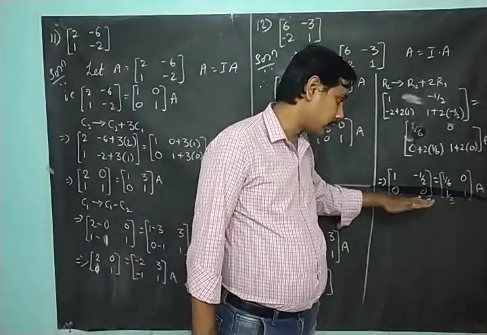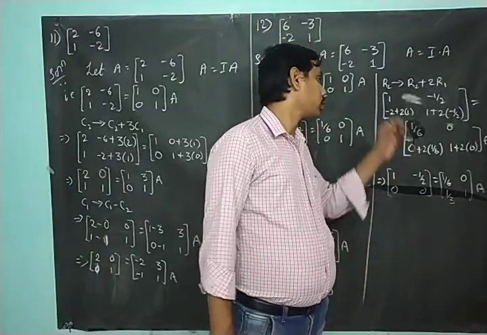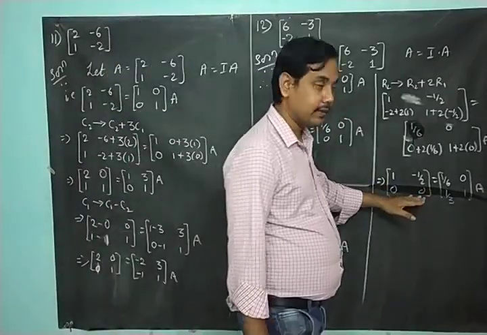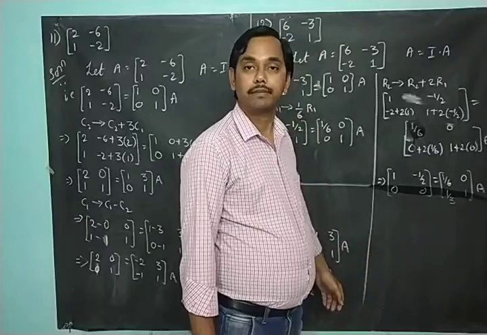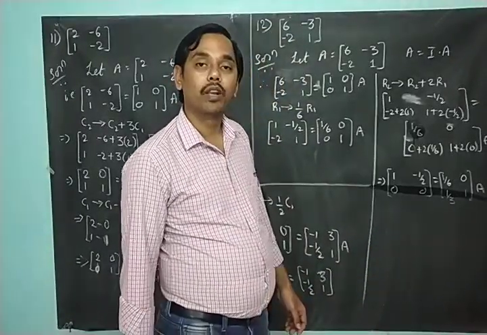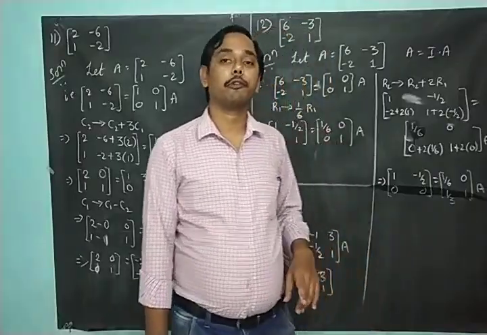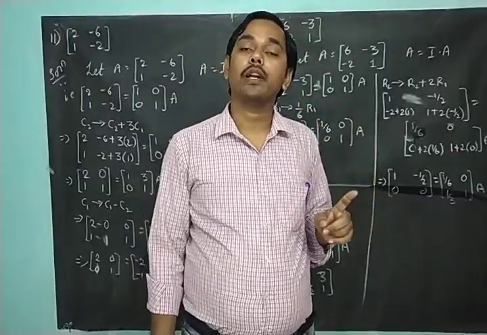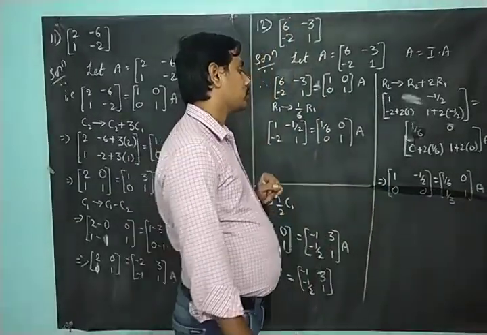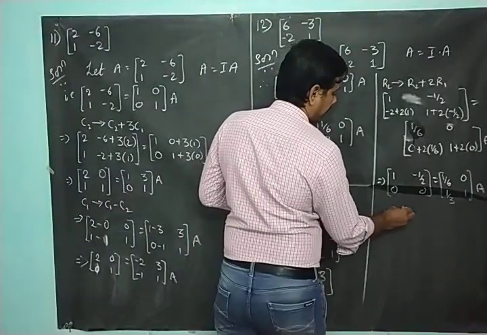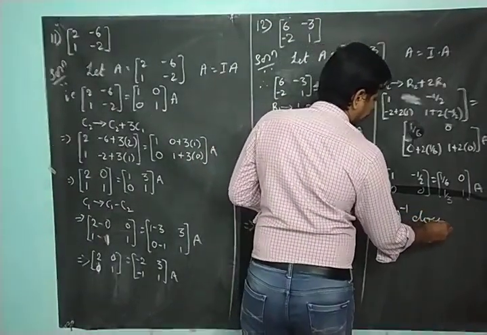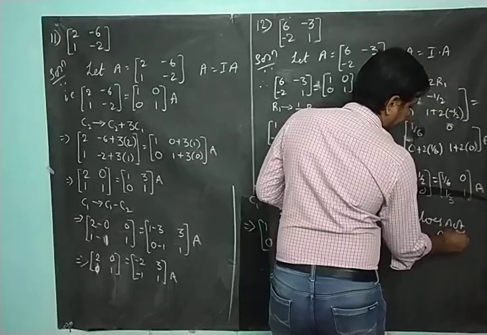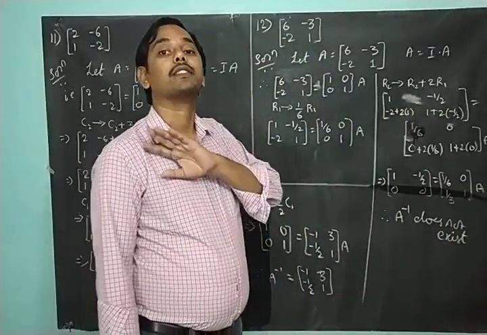So it is not possible to convert this matrix into the identity matrix. Whatever transformation you apply, it is not possible to convert this into the identity matrix. Is that clear? So in that case, if in any row or any column all the elements come out as 0, then it is to be understood that you cannot convert that matrix into the identity matrix. Okay, so therefore A inverse does not exist.